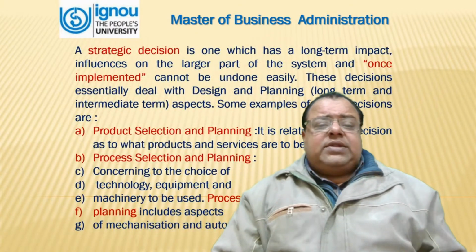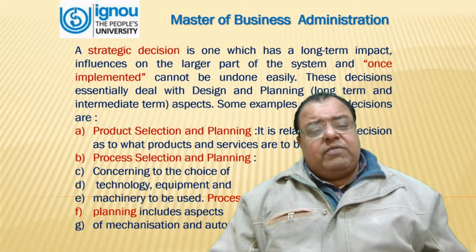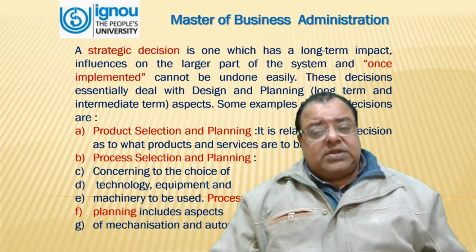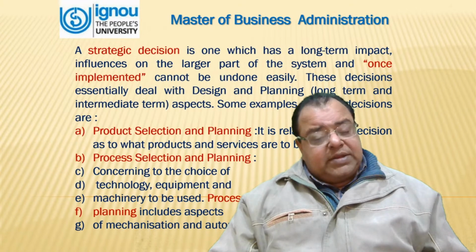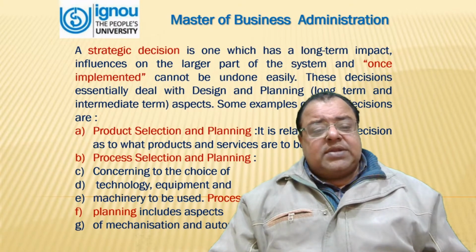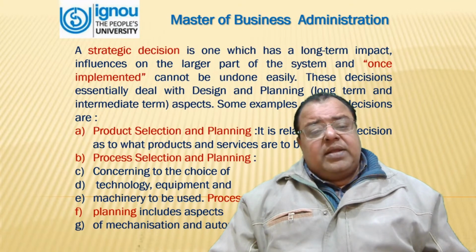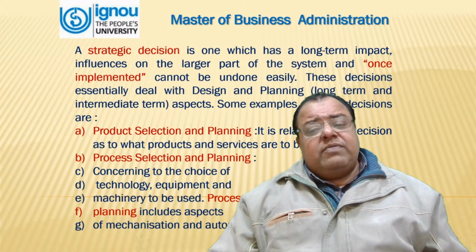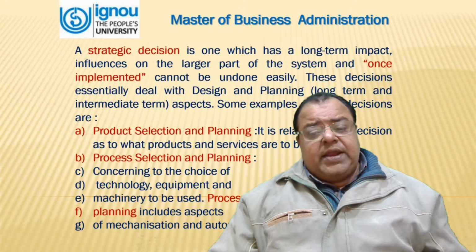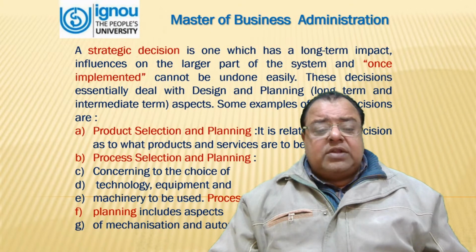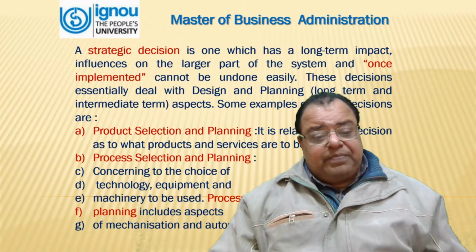A strategic decision is one which has a long-term impact, influences a larger part of the system, and once implemented cannot be undone easily. These decisions essentially deal with designing and planning aspects. Some examples of these decisions are product selection and planning. It is related to the decision as to what to produce, what products and services are to be offered.